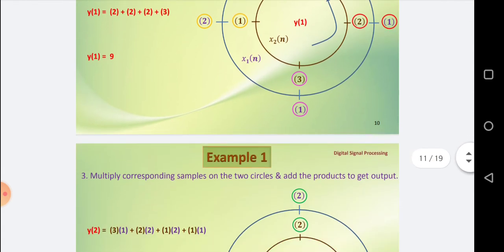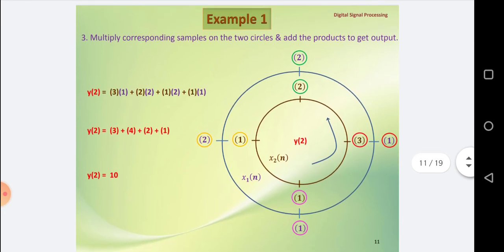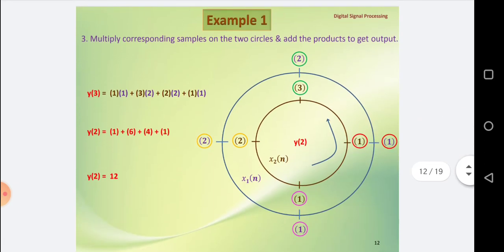Next we have to calculate y of 2. For that, again rotate the inner circle by step 1 in counterclockwise direction. So we will get y of 2 equal to 3 into 1 plus 2 into 2 plus 1 into 2 plus 1 into 1, that is equal to 3 plus 4 plus 2 plus 1, that is equal to 10. Finally, again we rotate the inner circle by step 1 in counterclockwise direction. We will get y of 3 equal to 1 into 1 plus 3 into 2 plus 2 into 2 plus 1 into 1, that is equal to 1 plus 6 plus 4 plus 1, that is equal to 12.